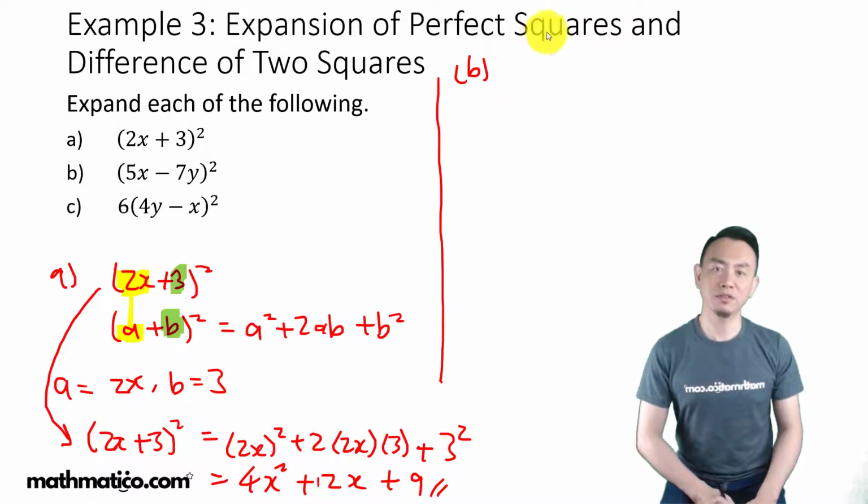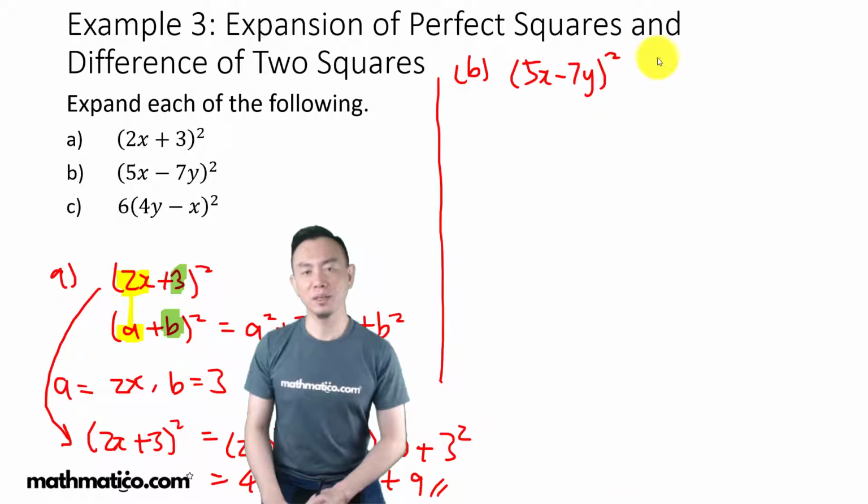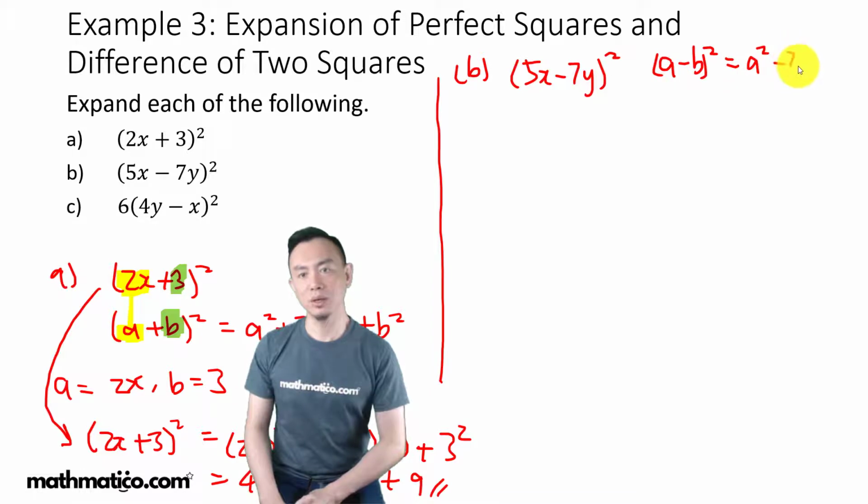Part B, you have (5x minus 7y) squared. Let's look at the formula here. You have (a minus b) squared, right? Yeah, because you can see the minus sign here, so (a minus b) squared is equal to a squared minus 2ab plus b squared.